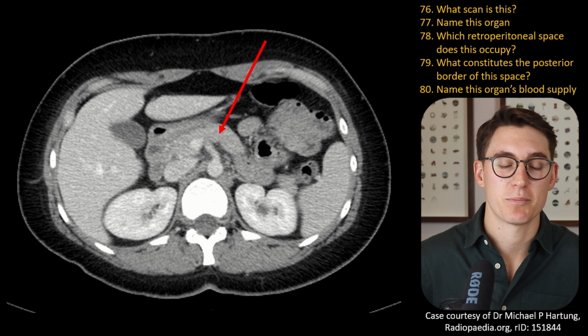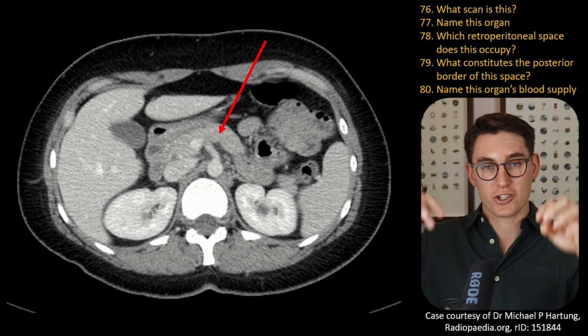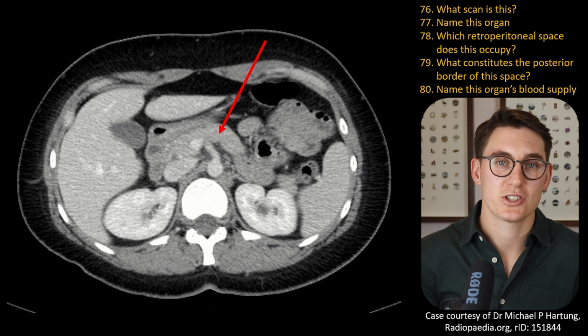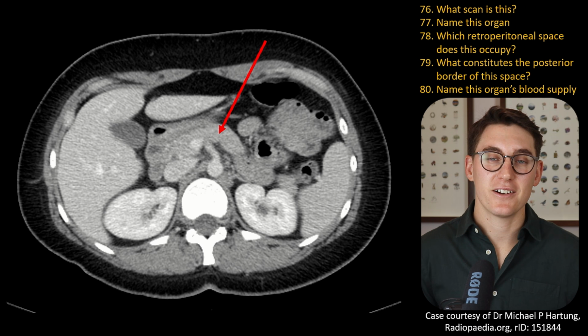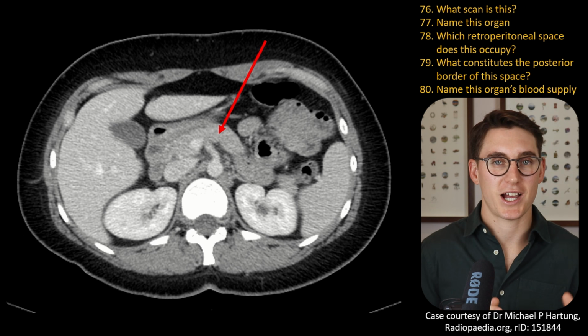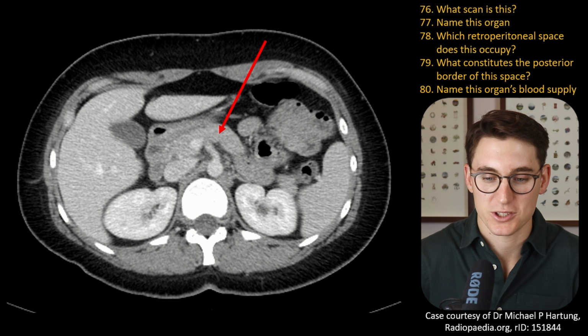Now name this organ's blood supply. Earlier I told you that the splenic artery gave some arteries down towards the pancreas, so our pancreatic branches of our splenic artery, as well as our inferior and superior pancreatoduodenal arteries. Again, we cover that blood supply in our abdominal aorta talk.